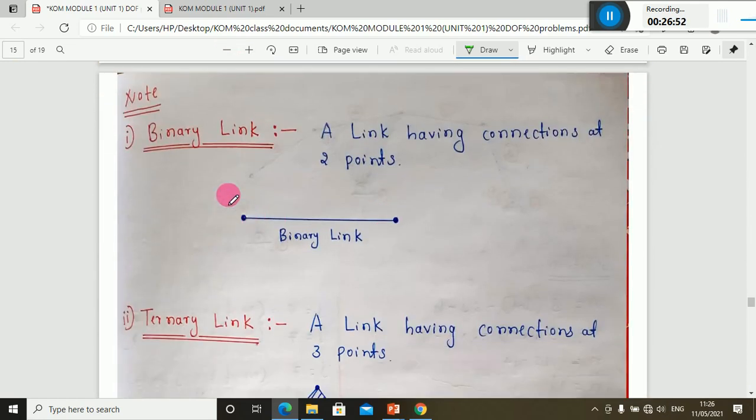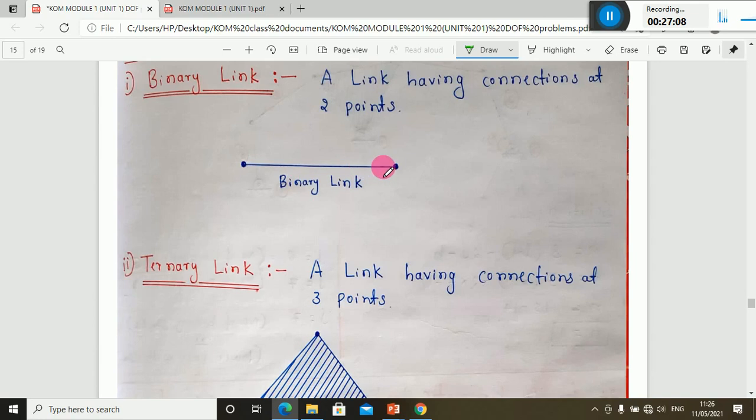Please note down this, that is a binary link. What is a binary link? You can consider this as a binary link. How can we define it? A link having connections at 2 points. It means I can connect two more links at this point and this point. So this link can have two more connections with two more links. Okay, so I can call this a binary link.